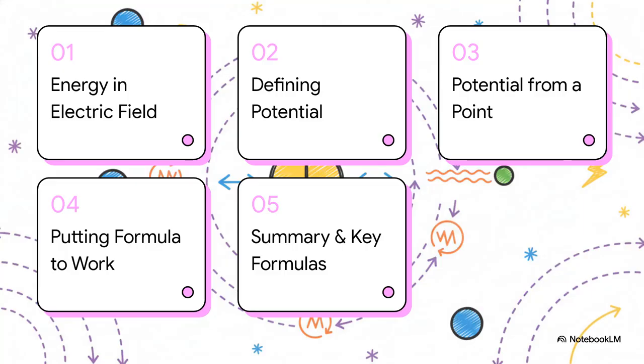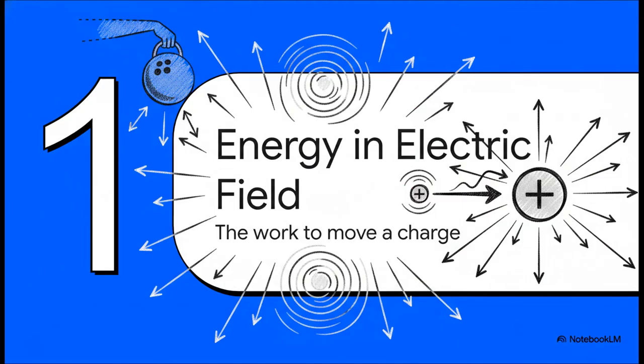So here's our game plan. We'll start with how energy works in an electric field. Then we'll define exactly what potential difference is. After that, we'll get our hands dirty and figure out the formula for a simple point charge. We'll even work through an example with real numbers, and then we'll wrap it all up with a quick summary. Let's dive in. Okay, section 1, energy in an electric field.